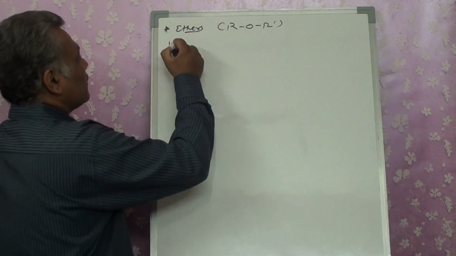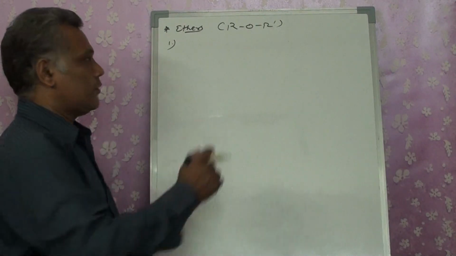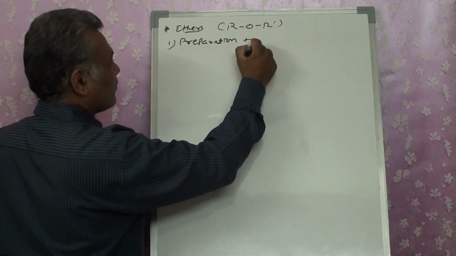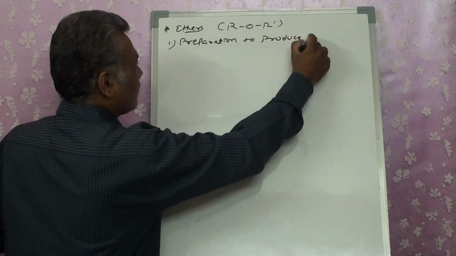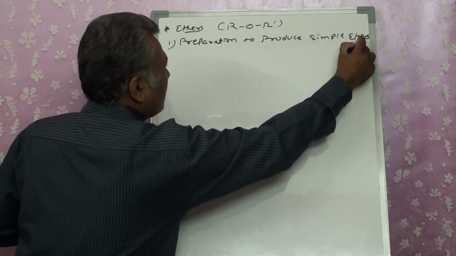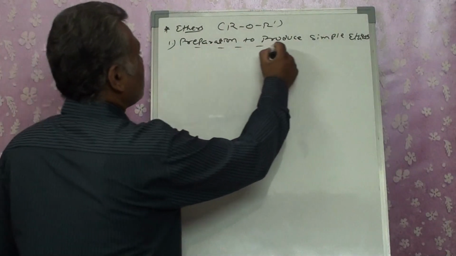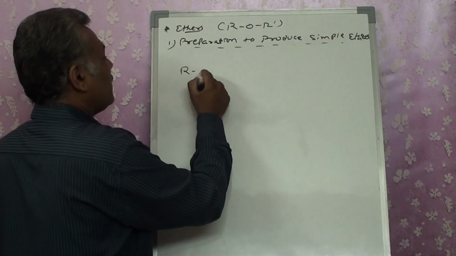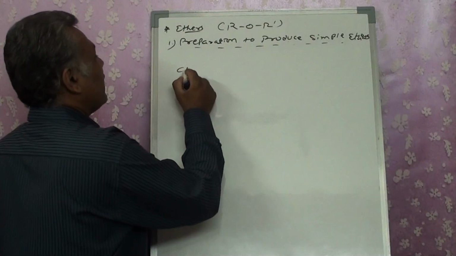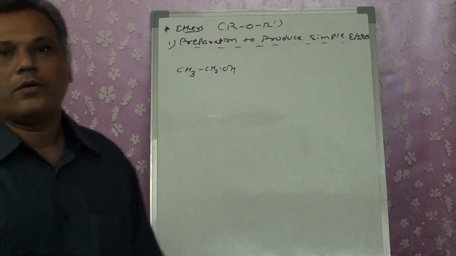Now, the first method, through which we are always going to produce simple ethers. By this method, we always get simple ethers, right? During this process, we are taking an alcohol. Let's take a specific alcohol in place of a generalized one. As given in our textbook, we are taking a specific alcohol, ethanol, right?